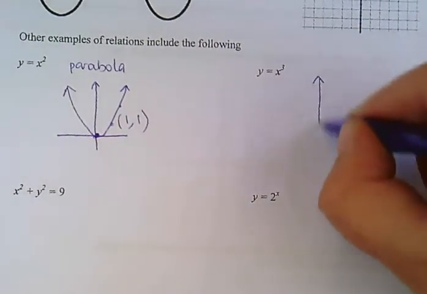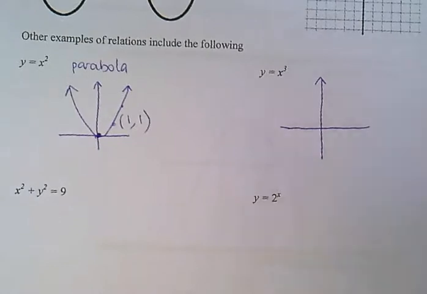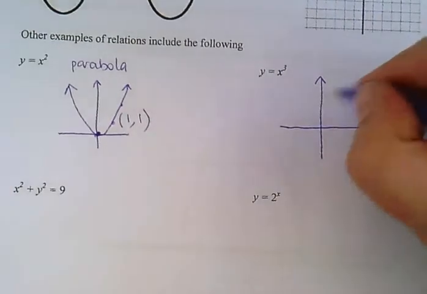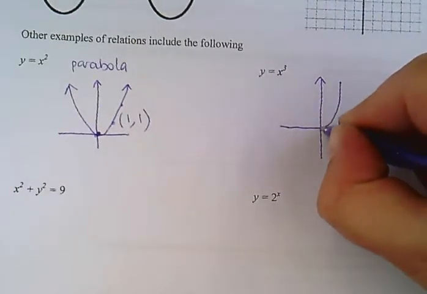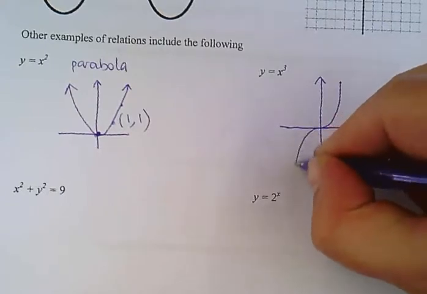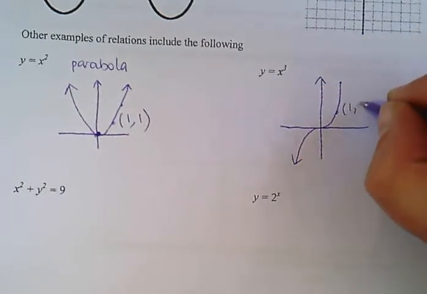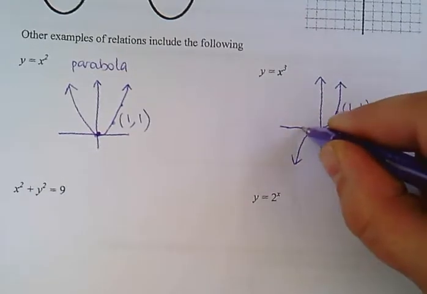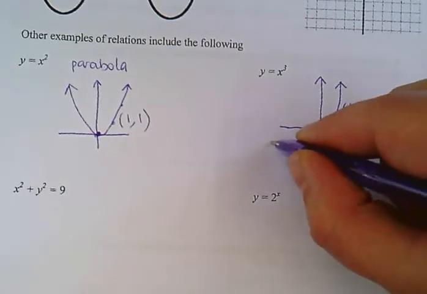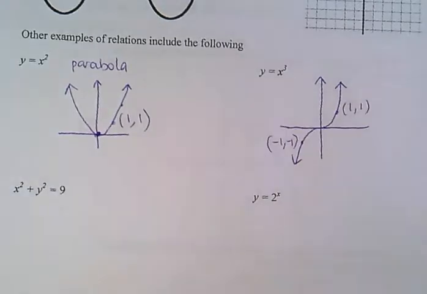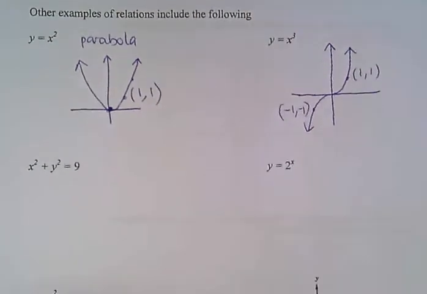y = x cubed. Do you remember what these look like? Cubic. It's the squiggly this way. And if you're not sure, when x is 1, 1 cubed is 1. But when x is -1, -1 cubed is -1 as well. So that's y = x cubed.